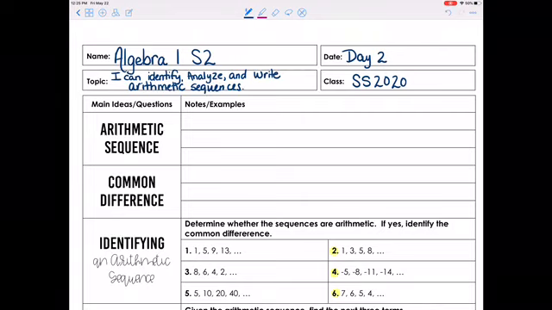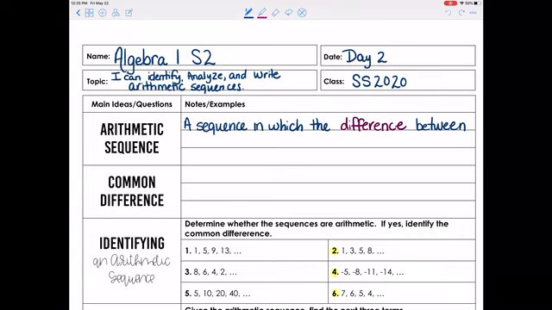So, an arithmetic sequence is a sequence in which the difference between any two terms is constant. So the terms in the sequence, if they are changing by the same number being added each time, that's going to be an arithmetic sequence.